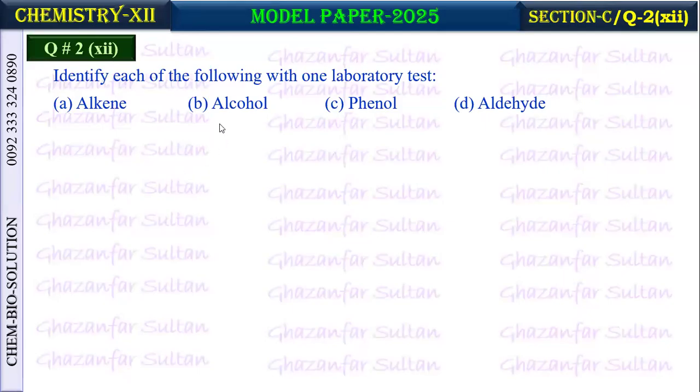This is question number 2, component 12. This question says to identify each of the following with one laboratory test. So, these are the different classes of organic compounds: alkene, alcohol, phenol, and aldehyde. So let's see one by one.